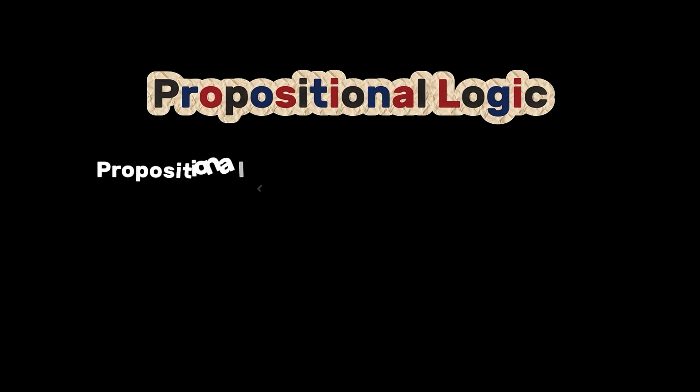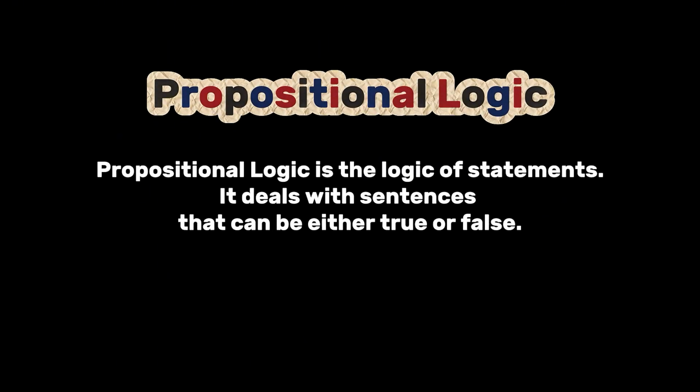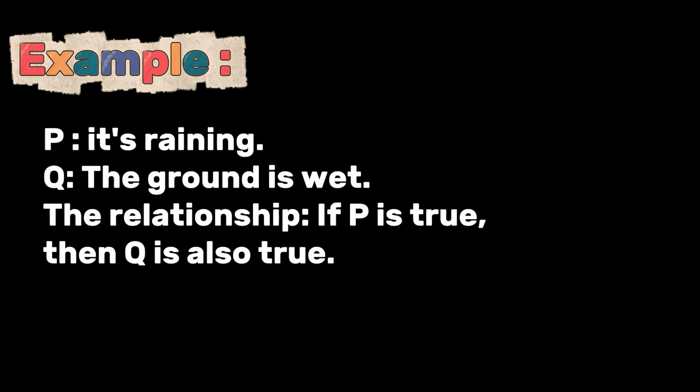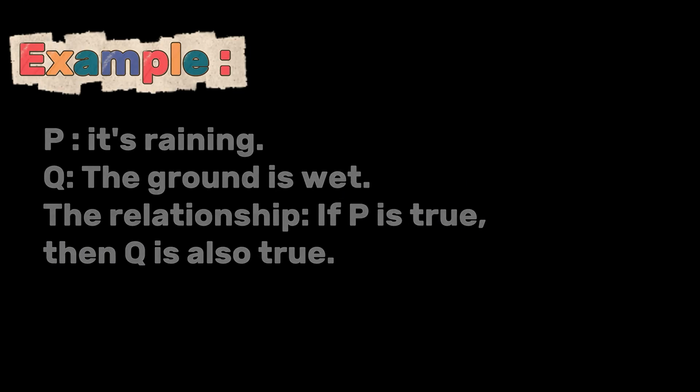Propositional logic. Propositional logic is the logic of statements. It deals with sentences that can be either true or false. Example: P, it is raining. Q, the ground is wet. The relationship: if P is true, then Q is also true.